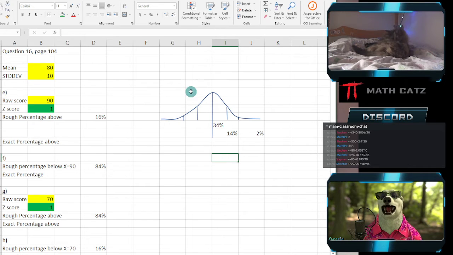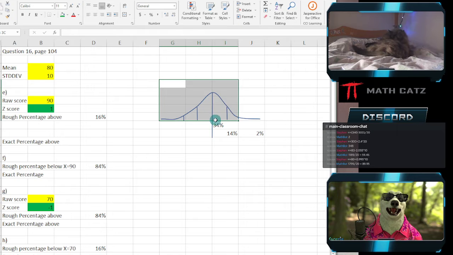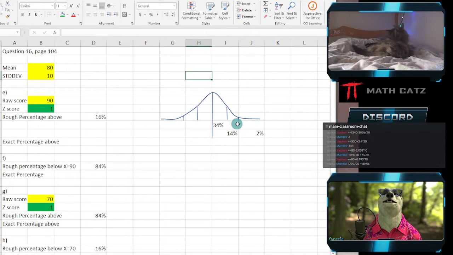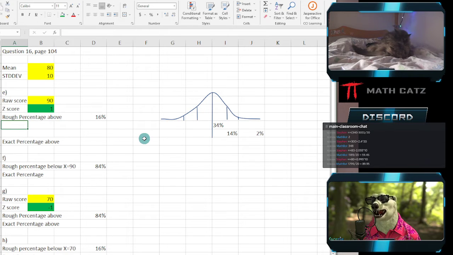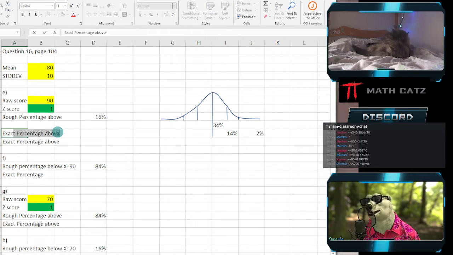So instead, I'm going to look at the percentage below. I'm always going to look at below, and then if the question wants me to do above, I could just flip it around and subtract it from 100%, right? So what we're going to calculate here is, I guess it is this, what I'm looking for. The exact percentage below is what I'm going to do first.